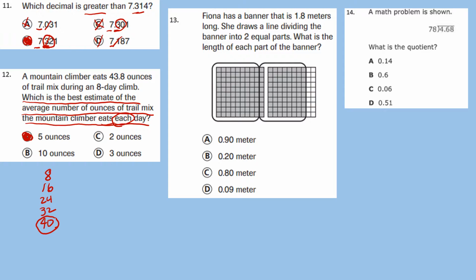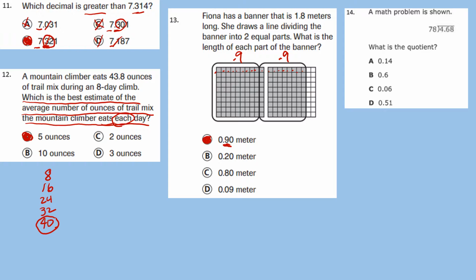Okay, number 13. Fiona has a banner that is 1 8/10 meters long. She draws a line dividing the banner into 2 equal parts. What is the length of each part? So how many are in each part? 1, 2, 3, 4, 5, 6, 7, 8, 9/10 in this part. 9/10 in that part. So there are 9/10 in each part. So the answer is A. 9/10 is the same as 90 hundredths.